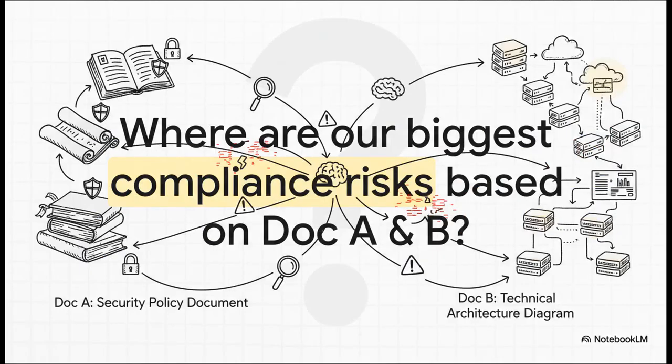And this is the kind of question that unlocks that power. Notice what's going on here. You're not just searching for a word. You are telling the AI to look at 2 completely different types of documents, a wordy policy and a visual diagram, and you're asking it to compare them. You're asking it to reason across these documents and spot the conflicts.